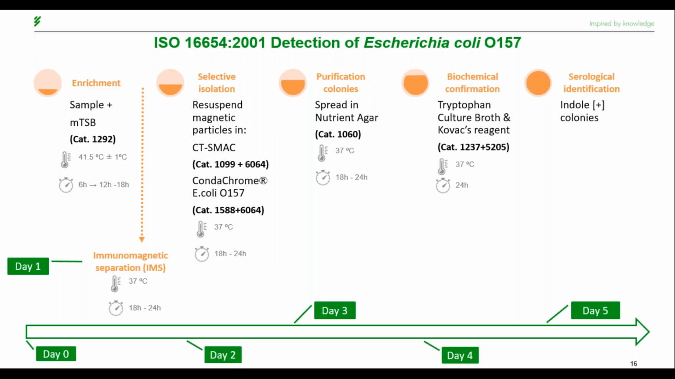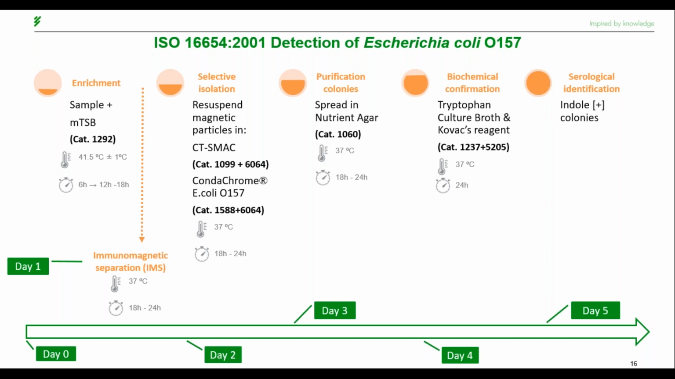On CT-SMAC, typical colonies are transparent and almost colorless, with a pale yellowish-brown appearance, and on Condachrome E. coli O157, the colonies are pale pink. Next, take typical colonies from each media and spread onto a plate of nutrient agar. The incubation conditions are at 37 degrees Celsius for 18 to 24 hours.